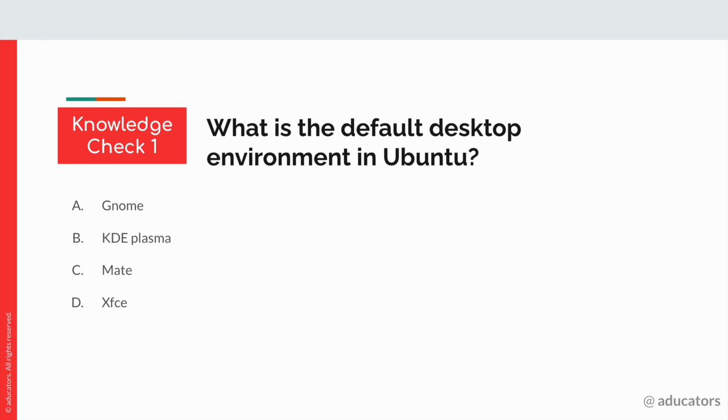Now, question number 1. What is the default desktop environment in Ubuntu? Option A, GNOME. Option B, KDE Plasma. Option C, Mate. Or option D, XFCE.